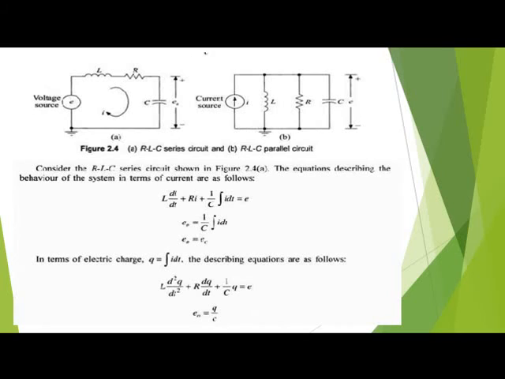Now here is an example of an electrical system. To write the differential equation of an electrical system, there are two types of circuits: the RLC series circuit and the RLC parallel circuit. In the series circuit, there is the voltage source E, L and R, and this is the capacitor. The current I flows commonly through them, and the output voltage is E naught. In the same way, for the parallel circuit, the current source I of t is connected in parallel to L, R and C. Now we consider the RLC series circuit.